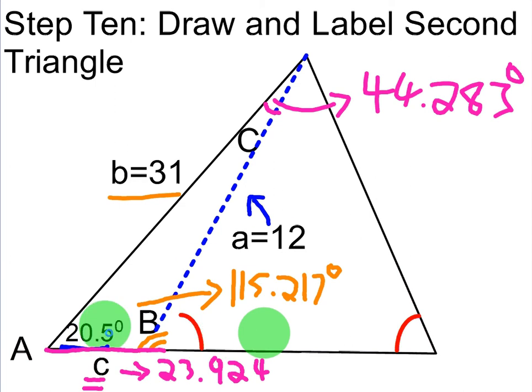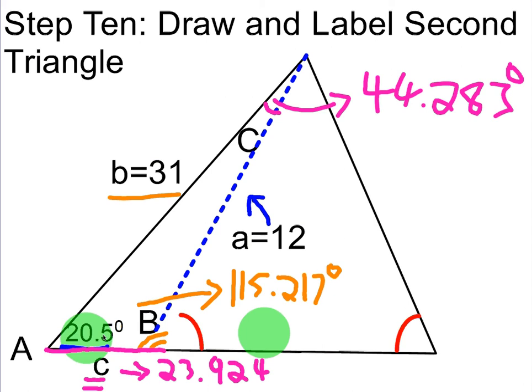Let's go to the next biggest angle. 44.283 is our new C, big C. If we go opposite that, that would give us the second biggest side, 23.924. And if we go to our biggest angle, B, which is 115.217, opposite that is our biggest side. So even though it's not to scale, it is correct. We plugged in everything correctly into our calculator. So this is one possible solution for our triangle, one possible measure of these three sides and these three angles.